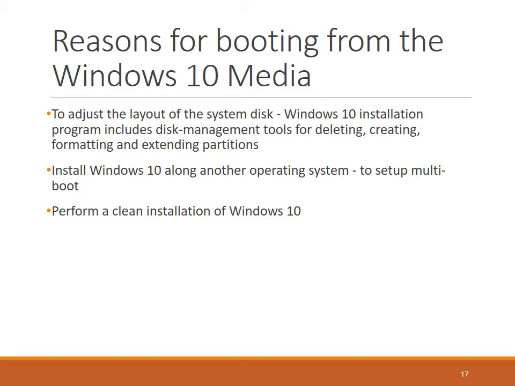So Microsoft recommends that you use the online upgrade for anyone upgrading from Windows 7 or Windows 8.1, but you also have the option to perform a custom installation, which basically requires you to boot from the Windows 10 media. So this would be like a Windows 10 flash drive or a Windows 10 CD or DVD. You'll need to boot from the Windows 10 media for a few different reasons.